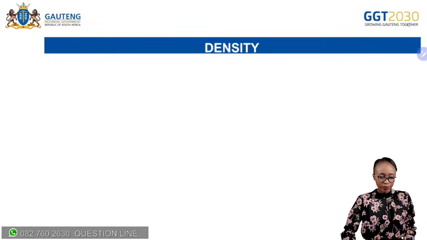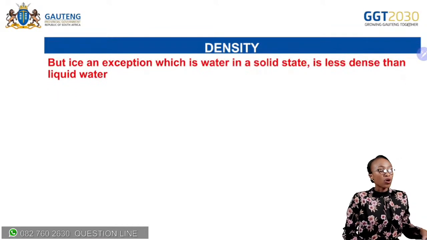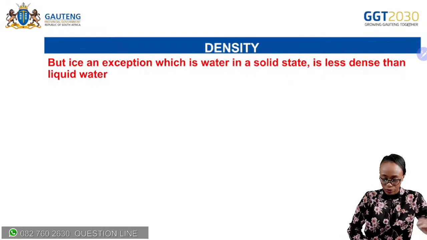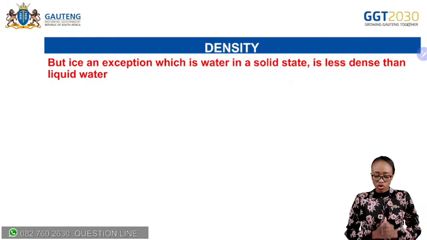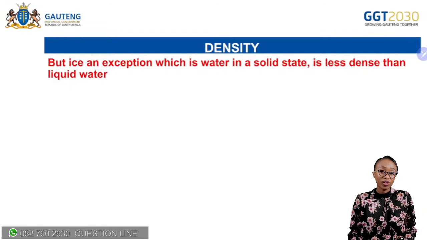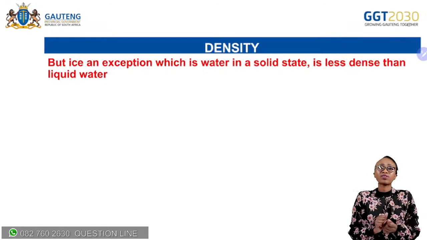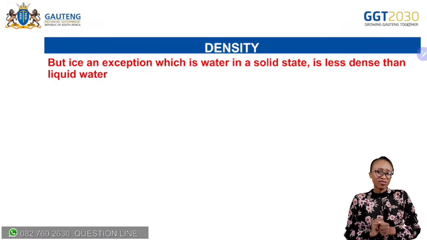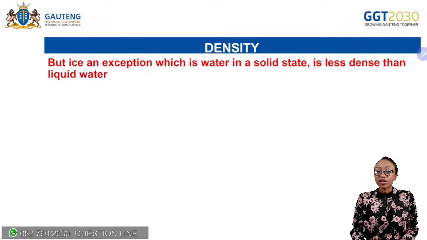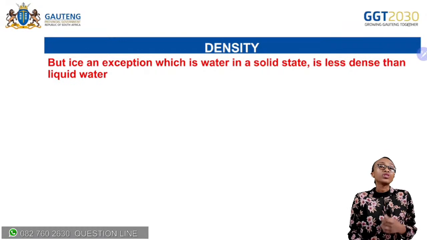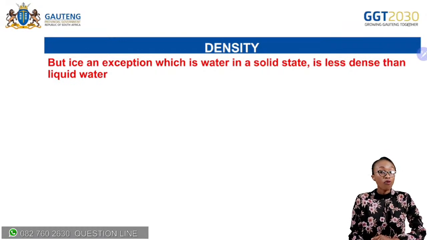So next. Ice is actually an exception in which water in its solid state is less dense than the liquid. All this time we've been saying solids are more dense because the particles are tightly packed together, but water is actually an exception. So that is why we need to explain the density of water.